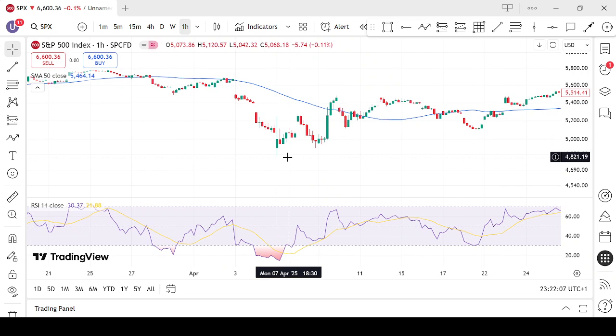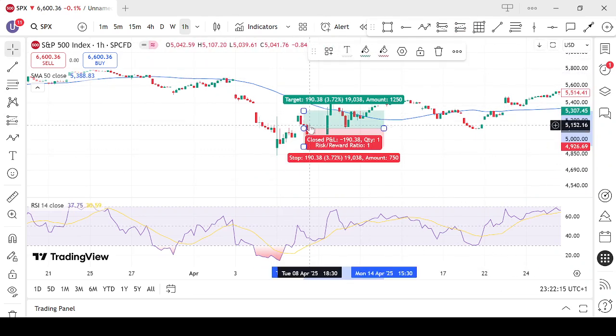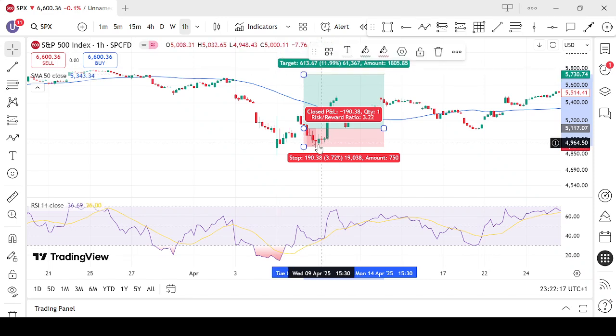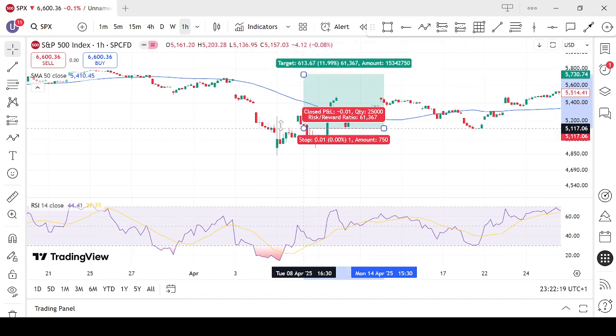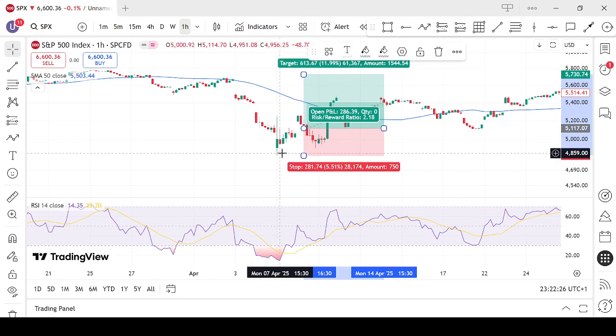If price moves in your favor, consider adjusting your stop loss to break even or trail it behind. This locks in profits while giving your trade room to breathe.